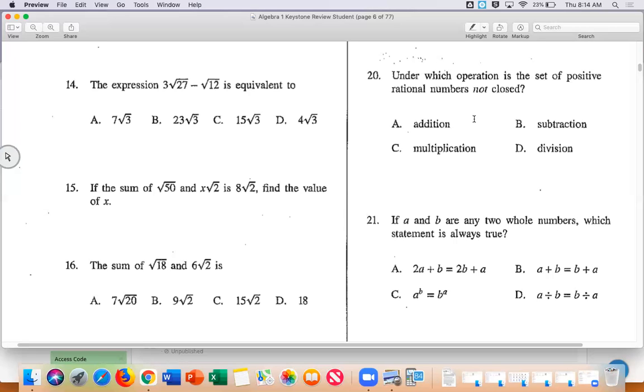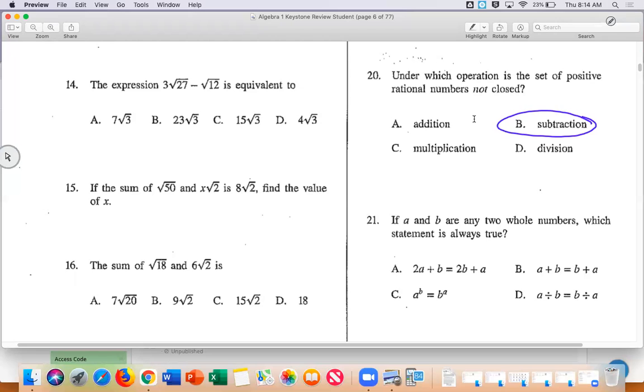Not necessarily, right? Because if you do 10 minus 2, you get 8, which is positive. But what if I did 2 minus 10? That's not. So the answer is B. It's not closed because when I subtract 2 and 10, I don't necessarily get a number that's positive, especially if I reverse it, if I do 2 minus 10. Division would be closed because 2 divided by 10 is positive, and 10 divided by 2 is positive.